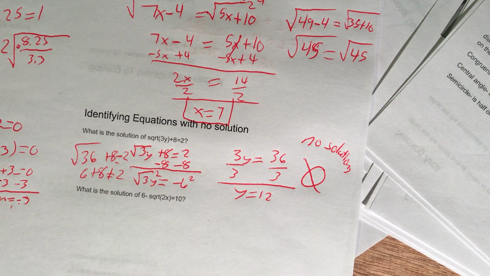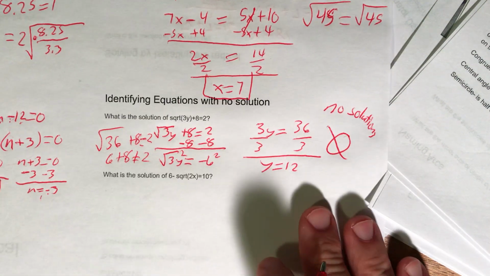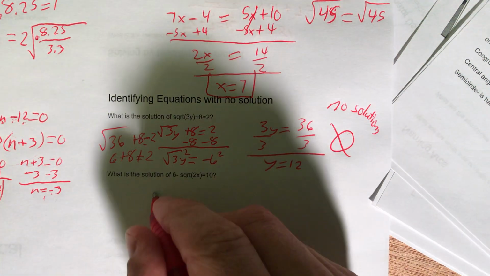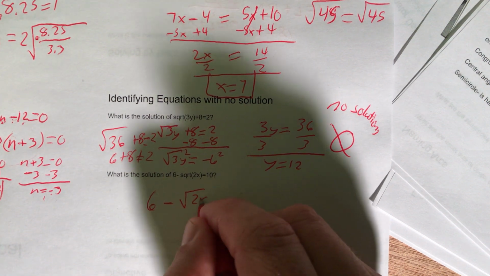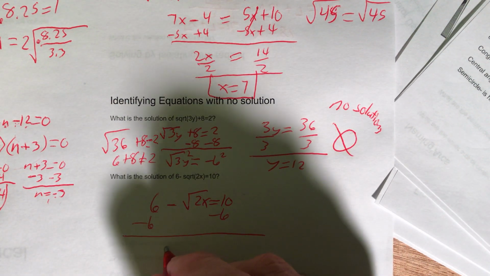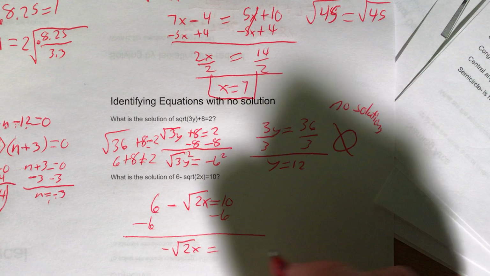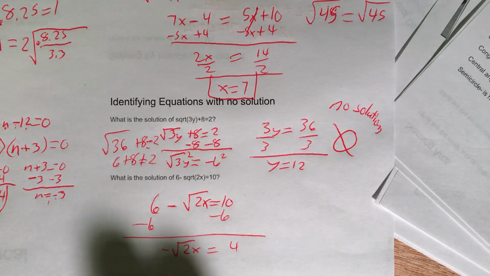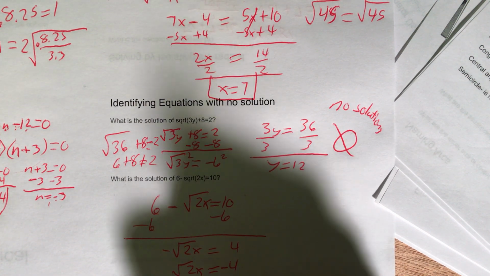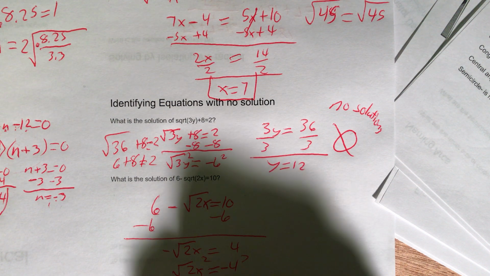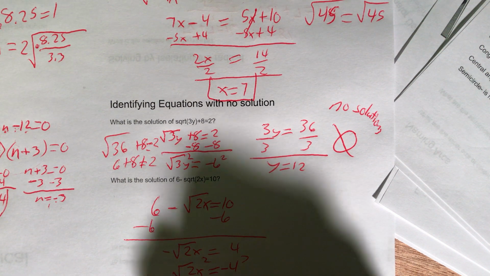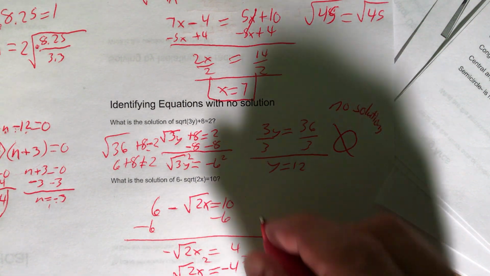So, we've got one more here. You have a question still? What is the solution of 6 minus the square root of 2x equals 10? Minus 6 on both sides. You'd end up with negative square root of 2x equals 4. I'd multiply both sides by negative 1 to get rid of that negative. You get square root of 2x equals negative 4. Square both sides. You're going to end up getting 2x equals 16. Divide by 2. X should equal 8.